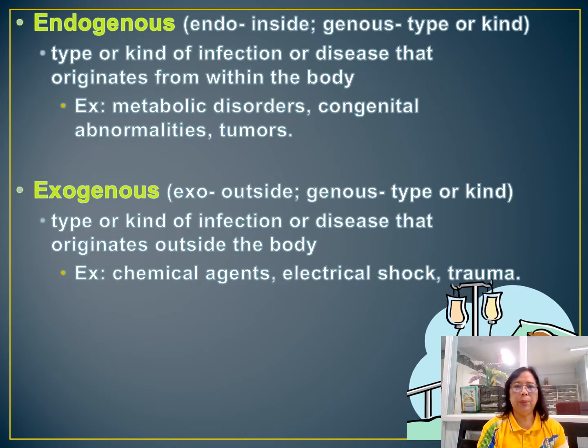Okay, another group of classifying infection is endogenous and exogenous. Endo means inside, exo means outside. So if the infection comes from outside the body, then it is exogenous. But if it is inside the body, like tumor or metabolic disorders, these are endogenous infection.